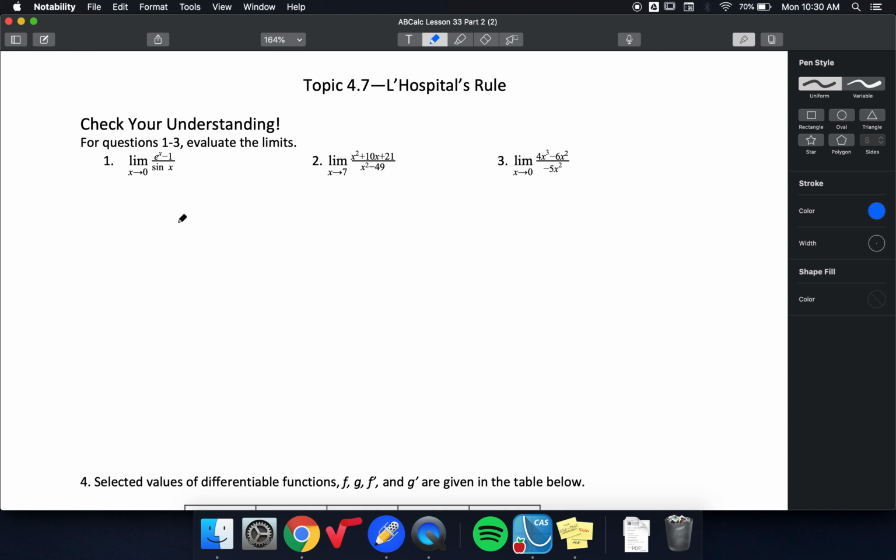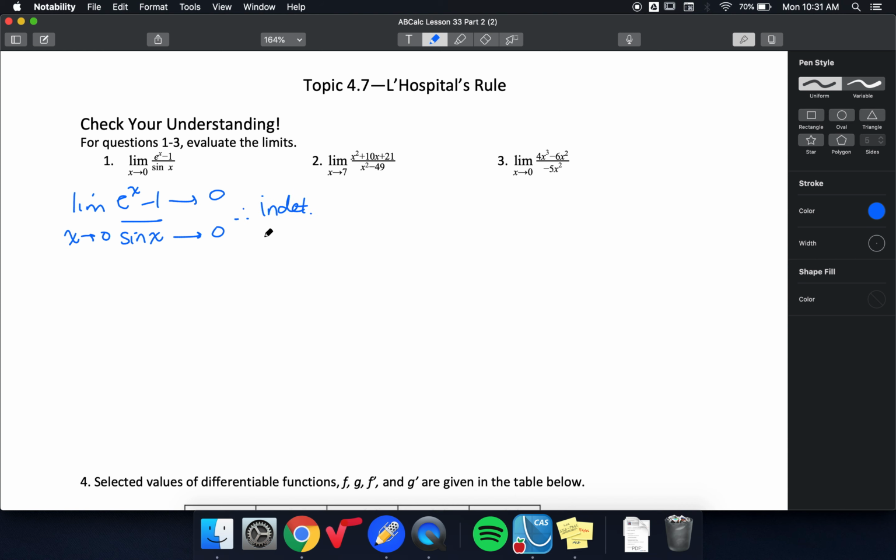All right, so let's try to evaluate these limits. The first thing I'm going to do is my direct substitution, and I'm going to get that the limit as x goes to 0 of e to the x minus 1, well, e to the 0 is 1, 1 minus 1 is 0, over sine of x. Sine of 0 is also 0, therefore indeterminate.